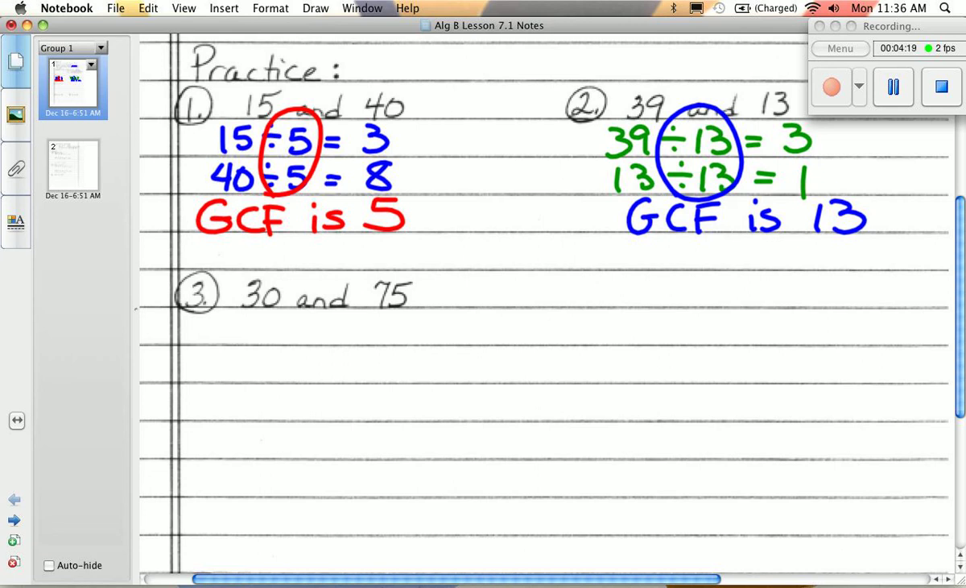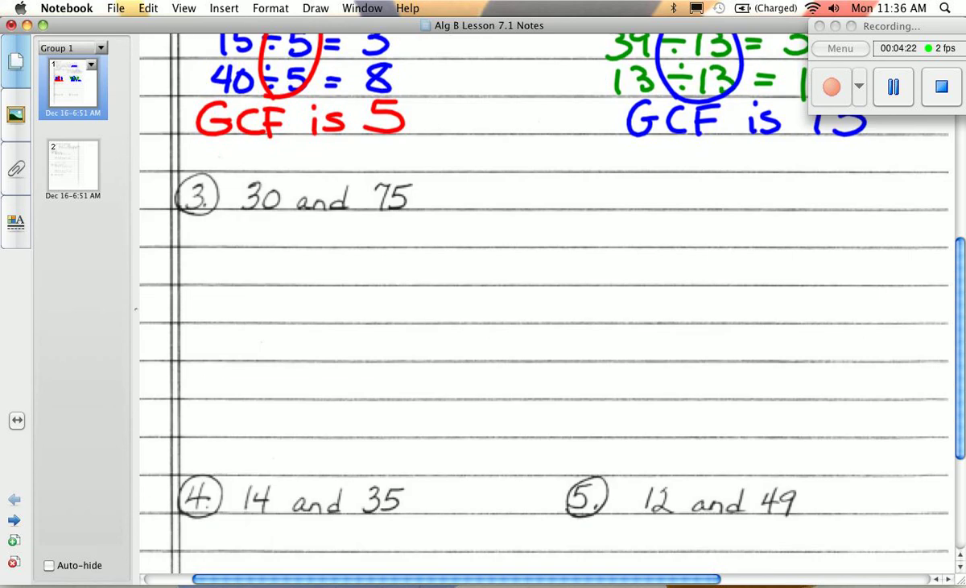Okay. How about 30 and 75? What do you think is the GCF? Sometimes we can't go right to the GCF, so we say, I know they're both divisible by 5 because they end in 0 and 5. That's a divisibility rule: anything that is divisible by 5 ends in 0 or 5. So let's divide both of them by 5 and see what the results are. 30 divided by 5 is 6, and 75 divided by 5 is 15. Okay, so we divided by 5.